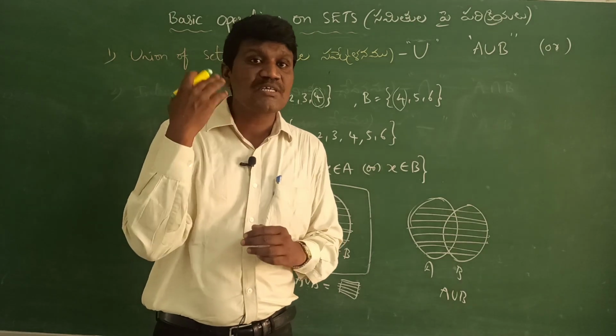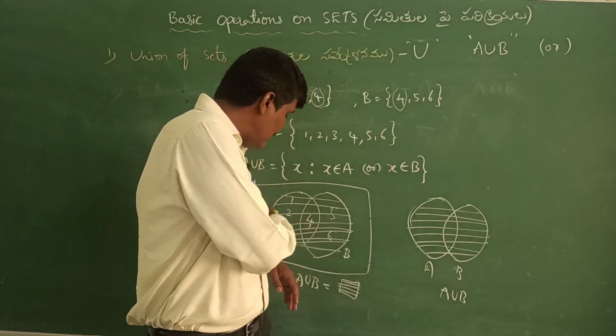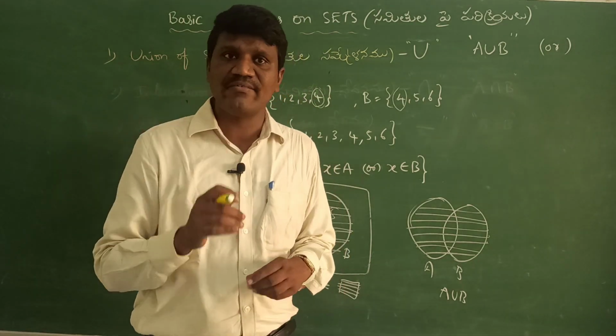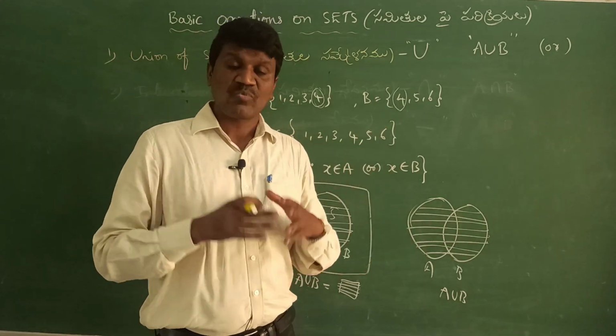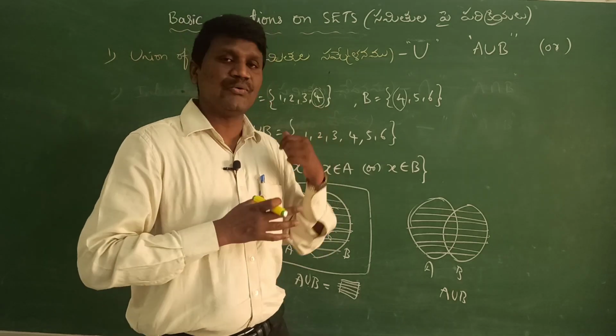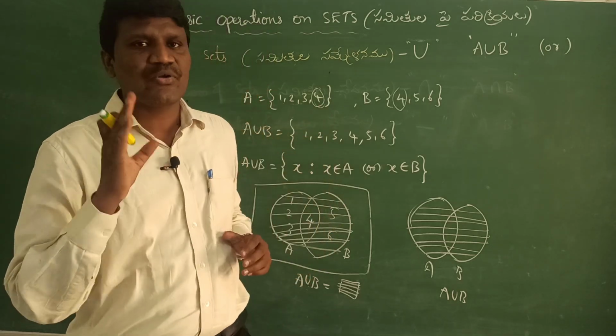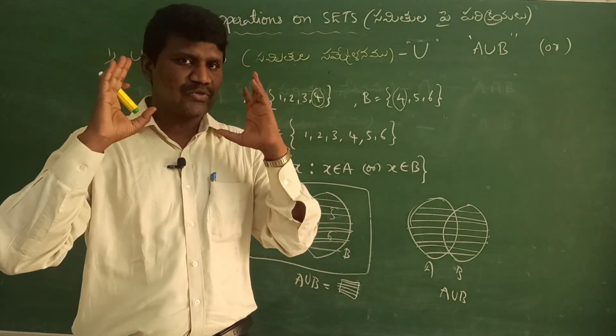But the question may come like that, by giving the elements they will ask what is the A value, what is the B value. Let us discuss solving the problems in the next class, which types of questions came from the union. Okay, so this is about union, students. This is the most important.